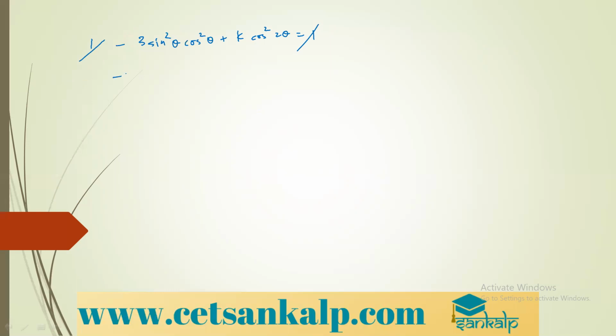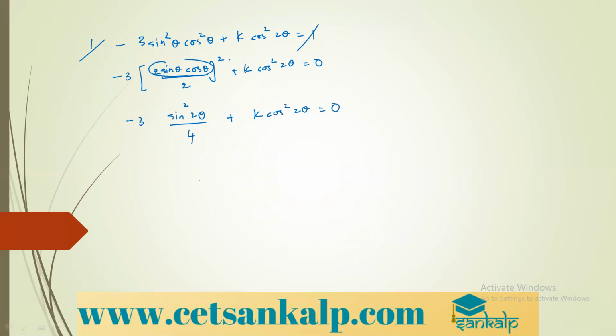Now what I will write is minus 3, and then this sine theta cos theta whole square I will write. And then k cos square 2 theta equal to 0. Now here what I will do extra is I will multiply 2 and divide 2. So that 2 sine theta cos theta I can write as sine 2 theta, which is squared, and at the bottom I have 4. Then plus k cos square 2 theta equal to 0.